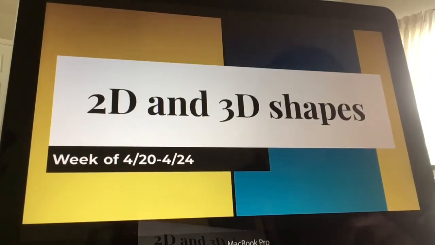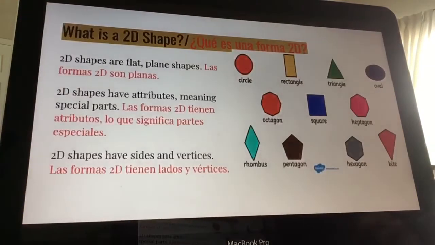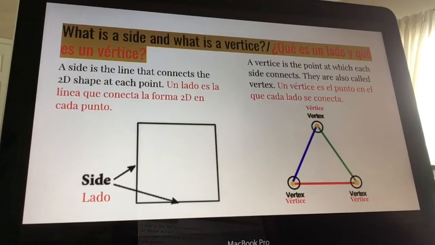What is a 2D shape? 2D shapes are flat, okay, so they do not pop out. For example, a piece of paper would be a 2D shape because it is flat. 2D shapes have sides and vertices. Do you guys remember what sides means and what vertices mean? Let's see. What is a side and what is a vertice or a vertex?